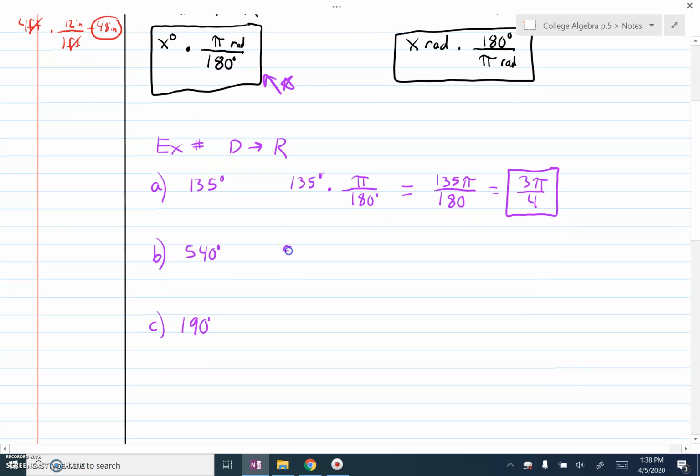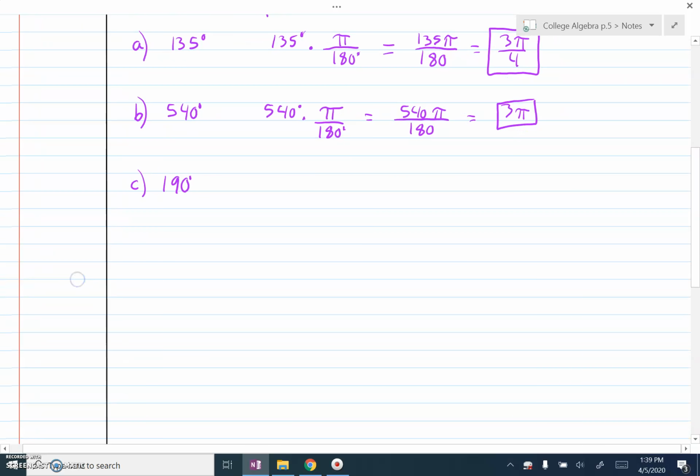So let's move on to 540. Take 540, multiply by pi over 180, because again, it's the same ratio every time. The degrees will cancel. You're left with 540 pi, again multiplying straight across, over 180. And that goes down perfectly. 540 divided by 180 is just 3. So you're left with 3 pi, and the bottom would be 1, but you don't need to write that. So 3 pi is the same thing as 540 degrees. Okay, go ahead and try C here. I'll pause the video and then I'll show you the answer. So give it a shot, and I'll show you the answer in about 5 seconds.